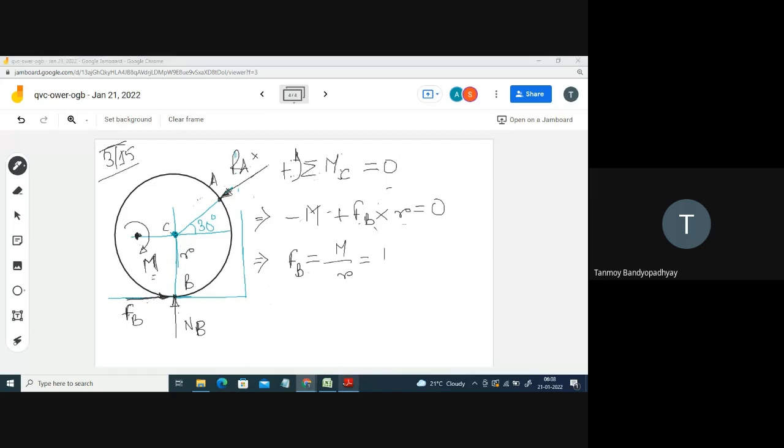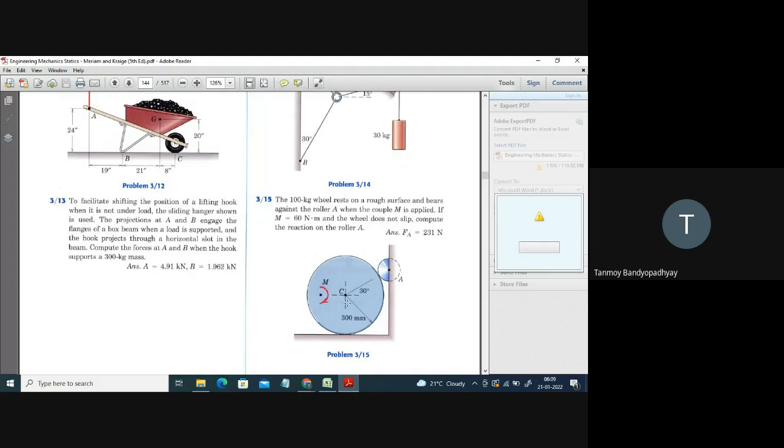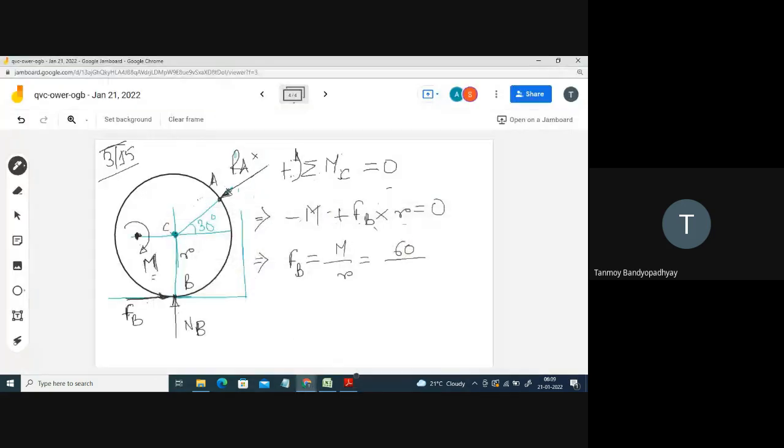So what is M? The value of the couple is given to be 60 Newton meters. So this is 60 Newton meters divided by R. What is the radius of this circular block? The radius is actually 0.3 meter. So from here you can directly calculate: 600 by 3, that is actually 200 Newton. So you have calculated the value of FB, which comes out to be 200 Newton. Right?